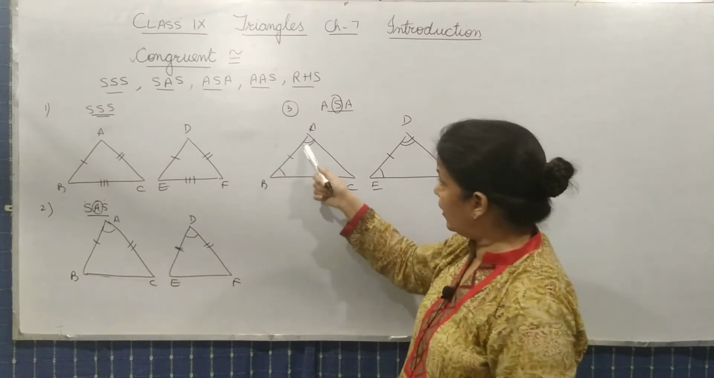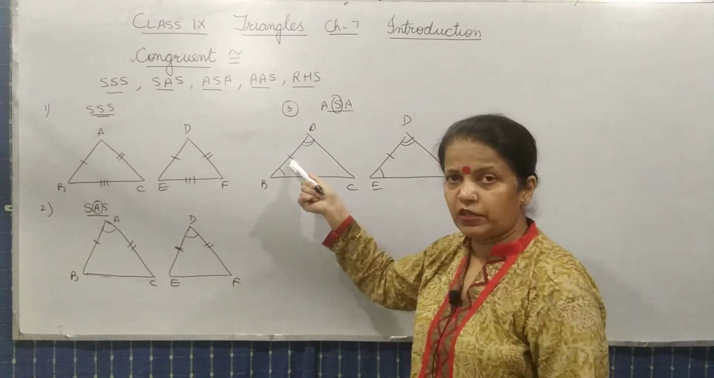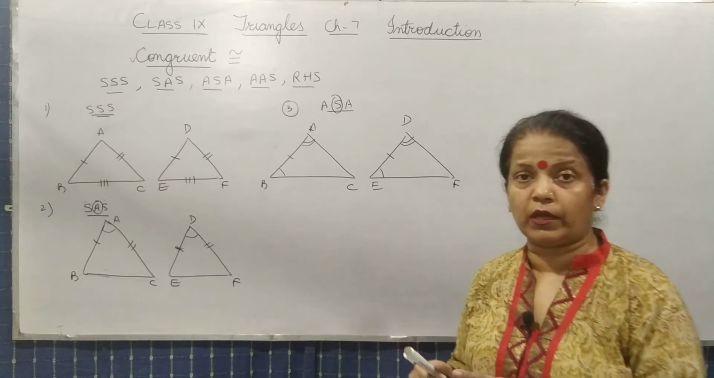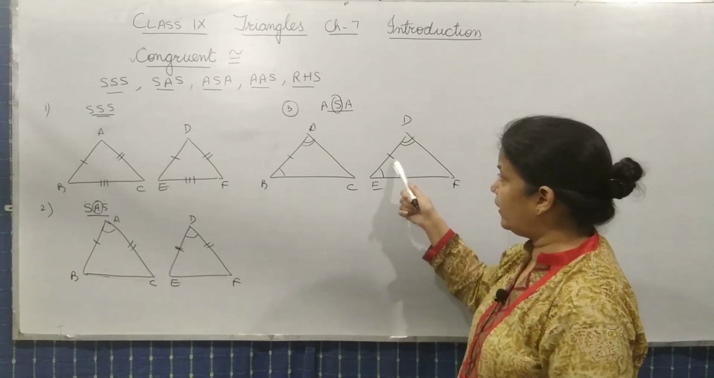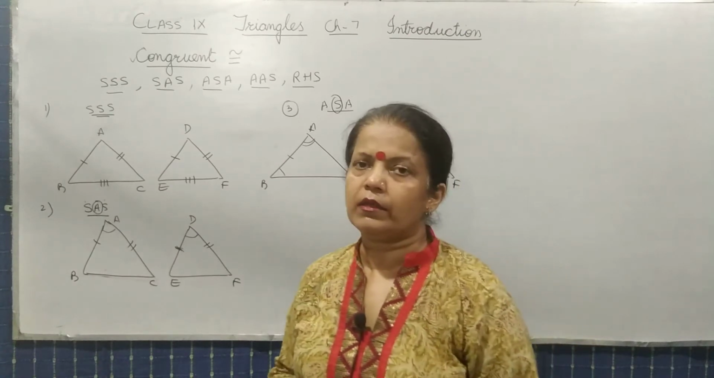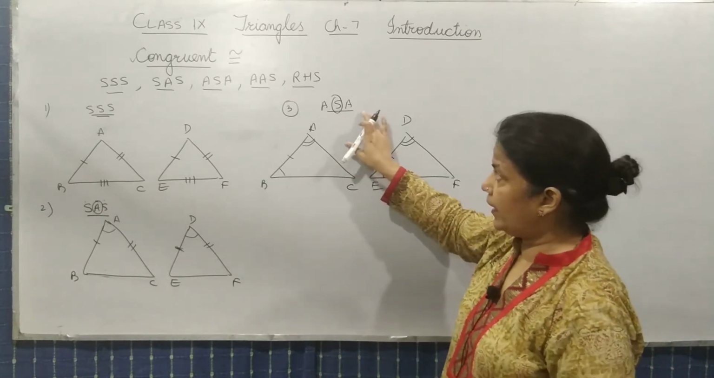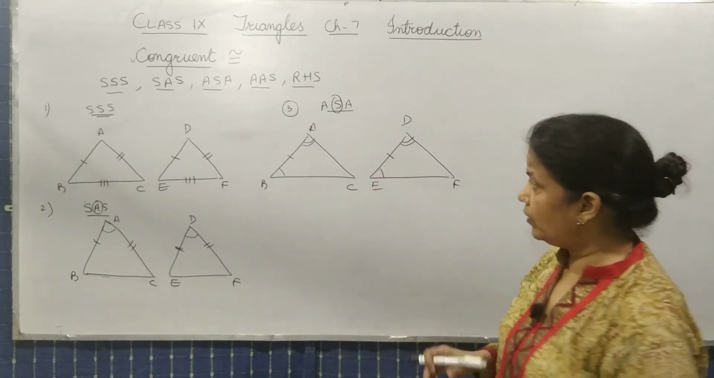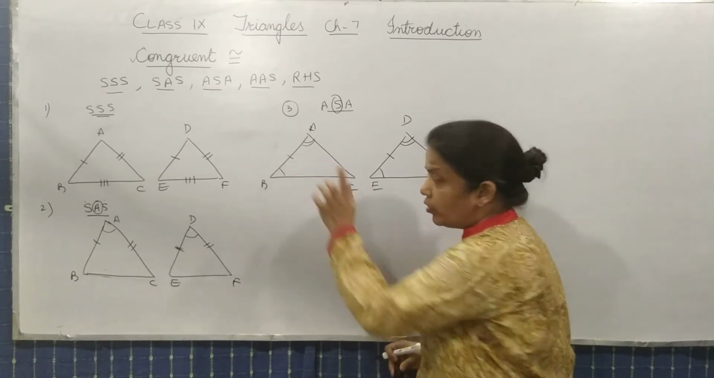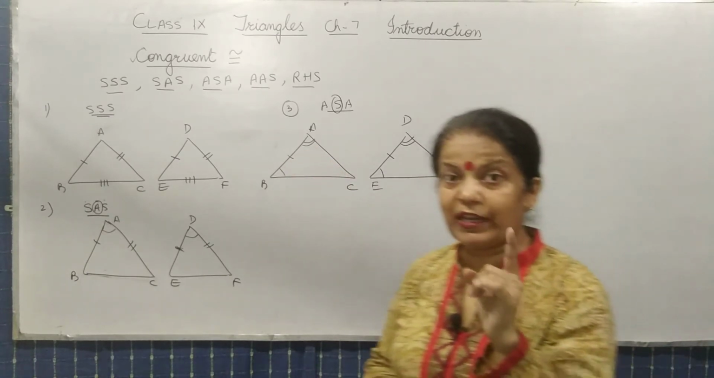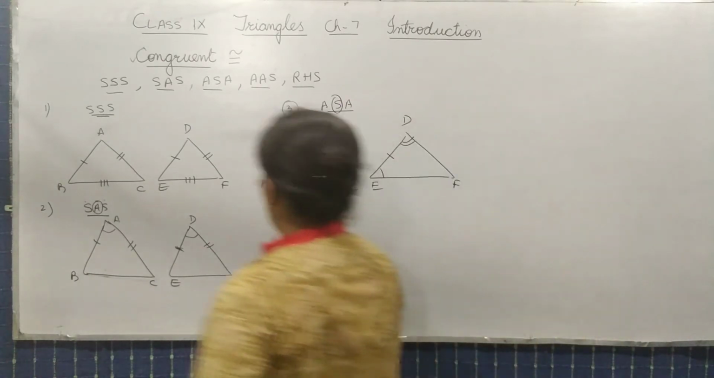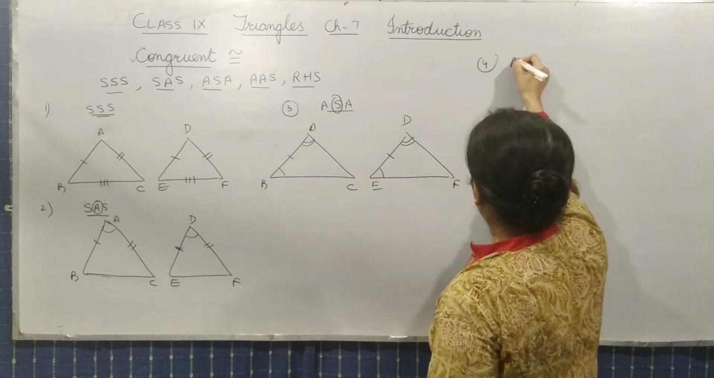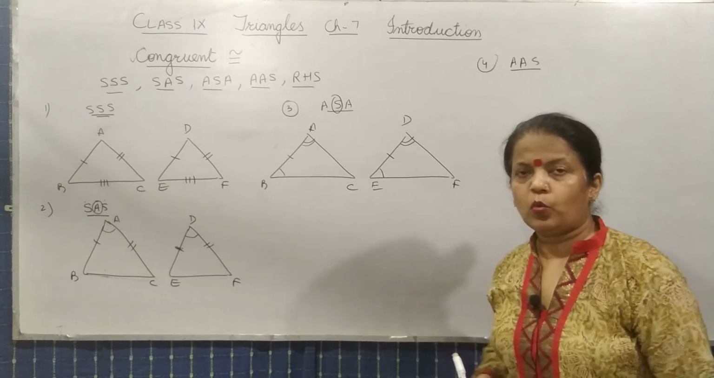So if two angles and the included side of one triangle equal the corresponding two angles and included side of another triangle, then the triangles will be congruent by ASA congruency criteria. Clear? Look, two angles and included. Don't forget to remember included. Okay. Fourth one. In the fourth, it is AAS. AAS, what does it mean?